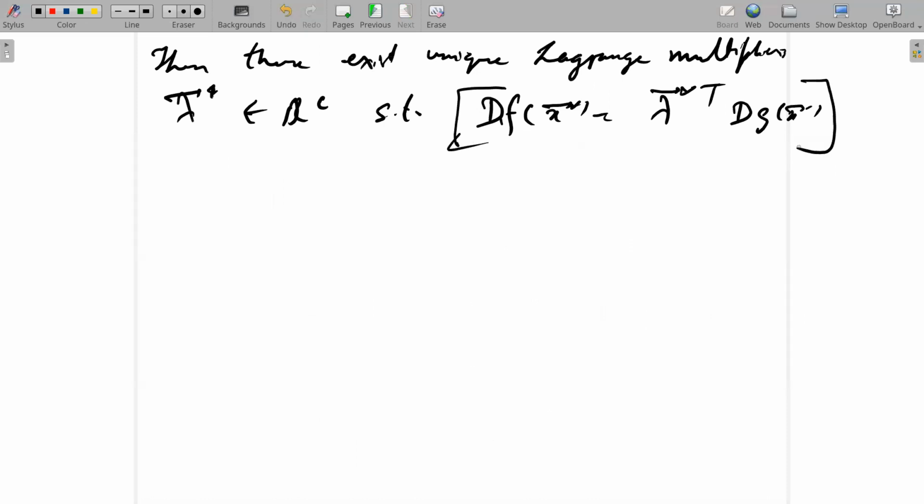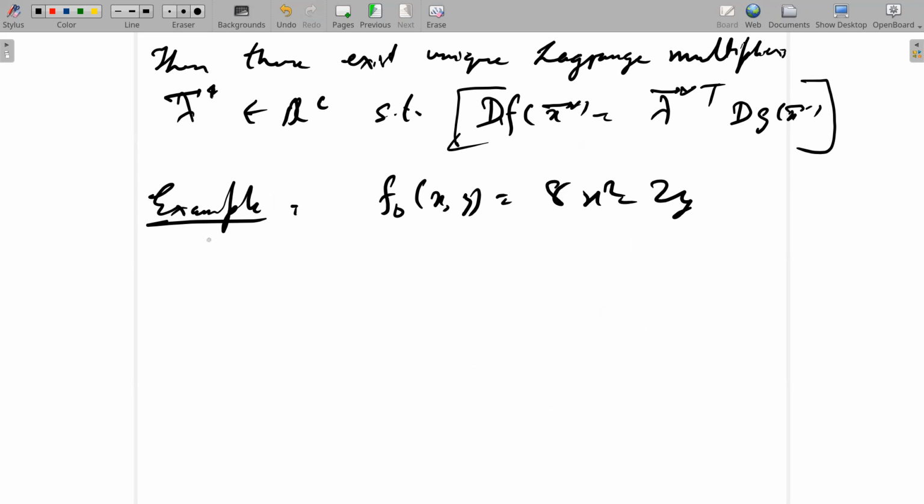So how does the method of Lagrange multipliers work? We'll illustrate that with a small example. Let's say our objective function is f naught of x, y equals 8x squared minus 2y, and subject to, so we're lying on a circle, subject to this constraint, x squared plus y squared equals 1.